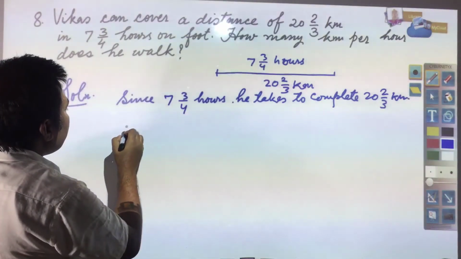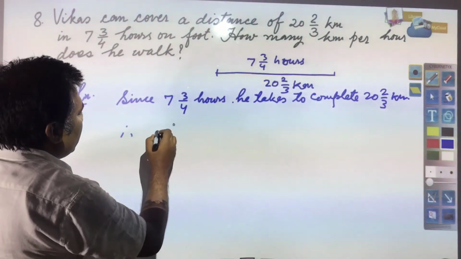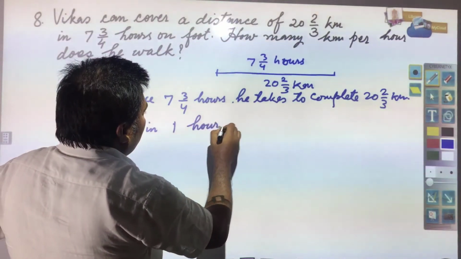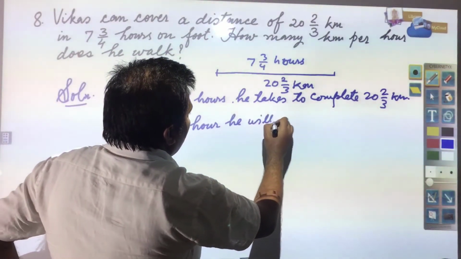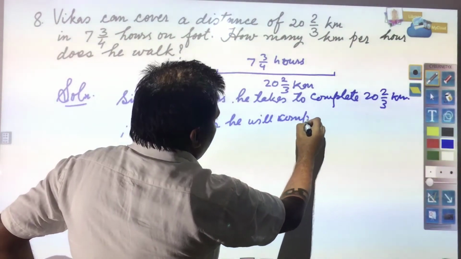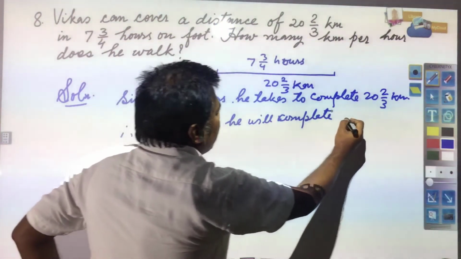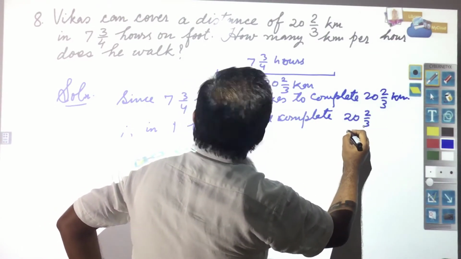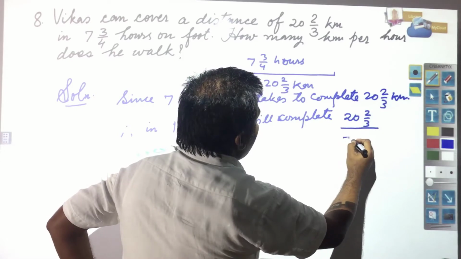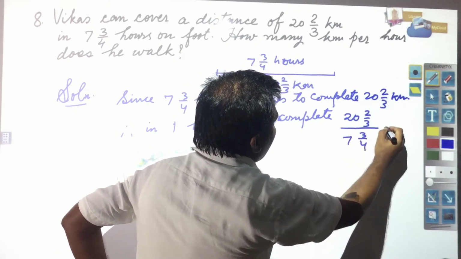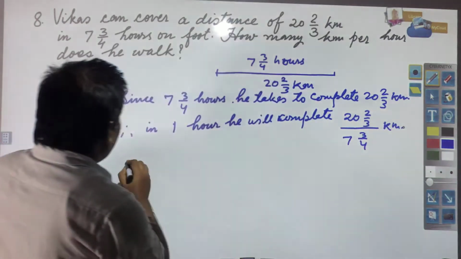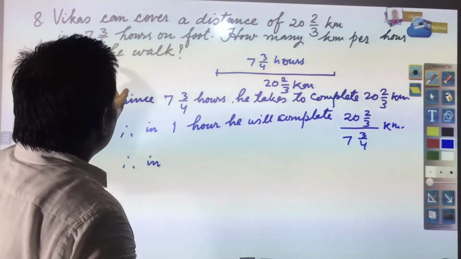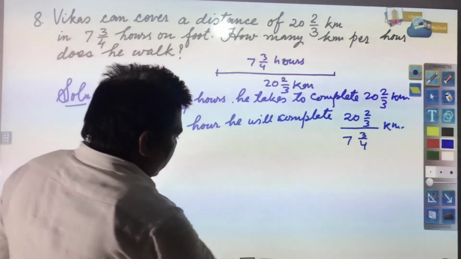Therefore, in 1 hour he will complete 20 whole 2 by 3 kilometer divided by 7 whole 3 by 4 kilometer. Therefore, in 1 hour you need to find out. Yes, in 1 hour only you need to find out.